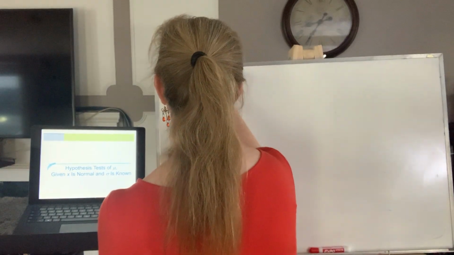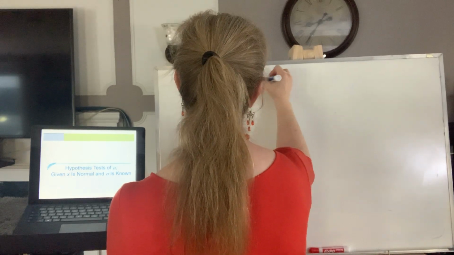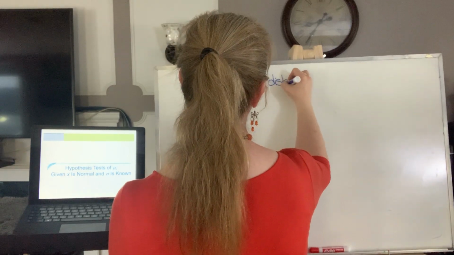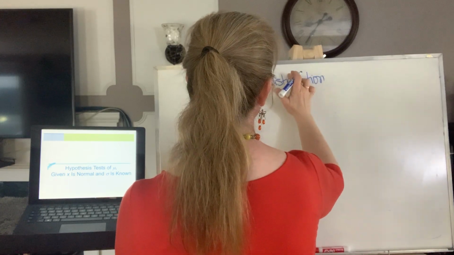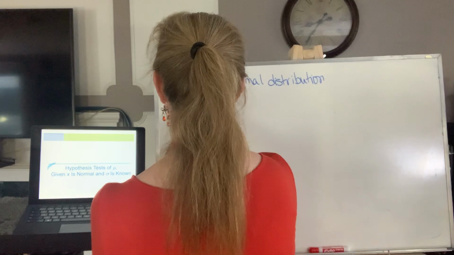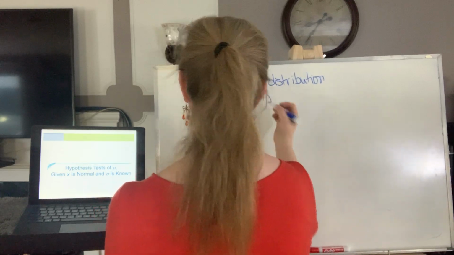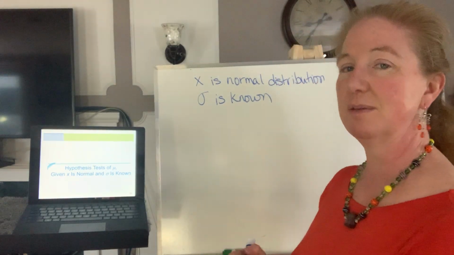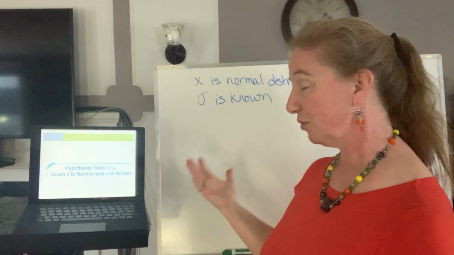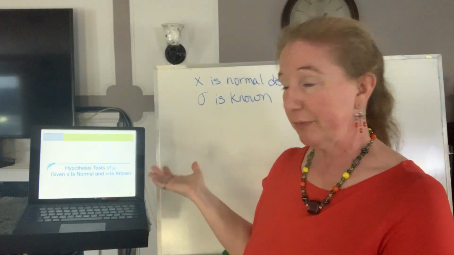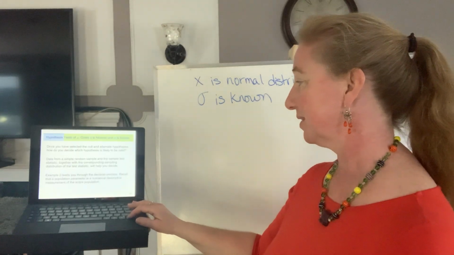X is a normal distribution, and sigma is known. And of course, how do we know sigma if we don't know mu? If we don't know mu, I don't know. But there could be, on some planet, some knowledge that that's how that works.